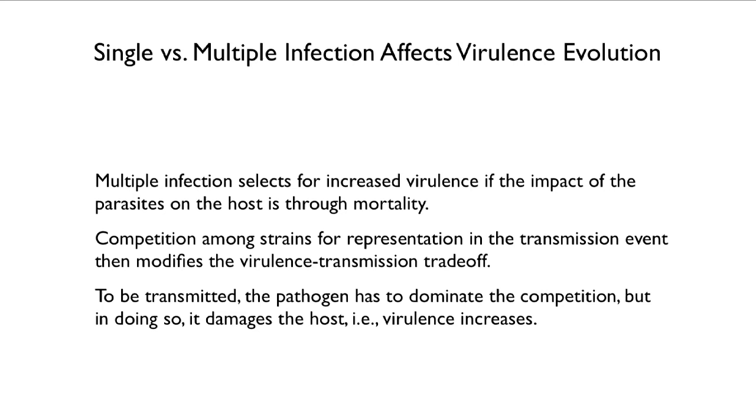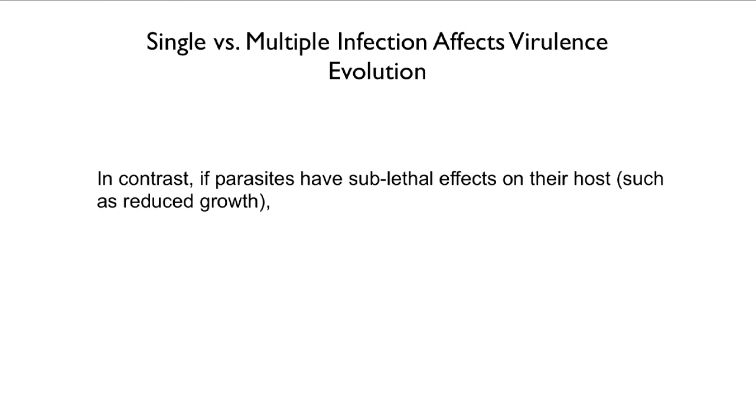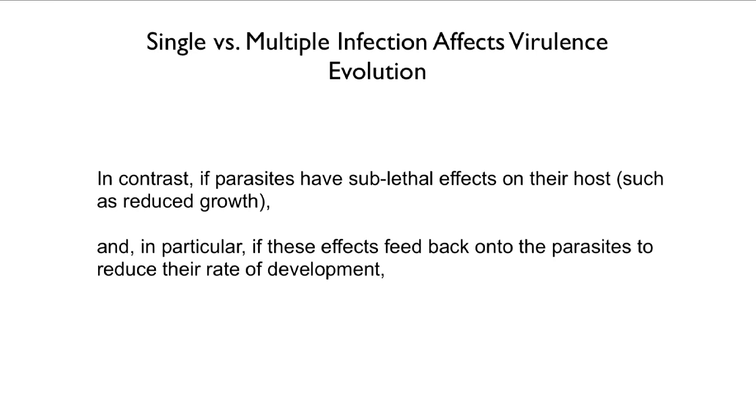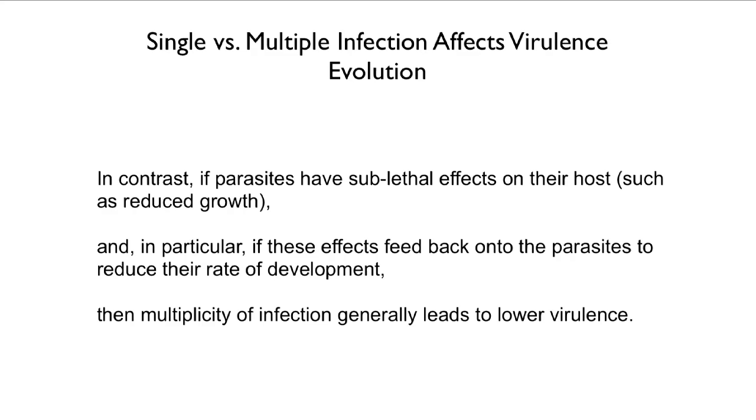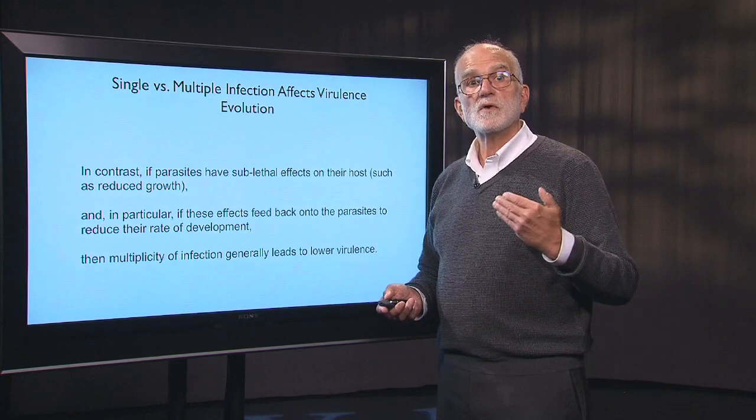However, there is another way that this kind of interaction can be mediated, and that is through sublethal effects on growth or anything else that is a sublethal effect on the host. And if those sublethal effects feed back onto the parasites to reduce their rate of development, so that a more slowly growing host is less able to support rapidly growing parasites, so the parasites grow more slowly because the host is growing slowly, then a multiple infection will generally lead to lower virulence. So you can't just say and remember multiple infection, higher virulence. It all depends upon whether the impact is on mortality or on some sublethal effect like growth.